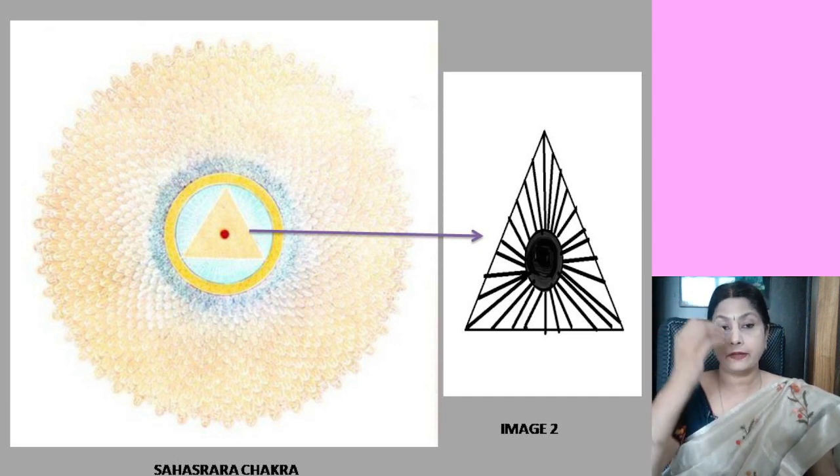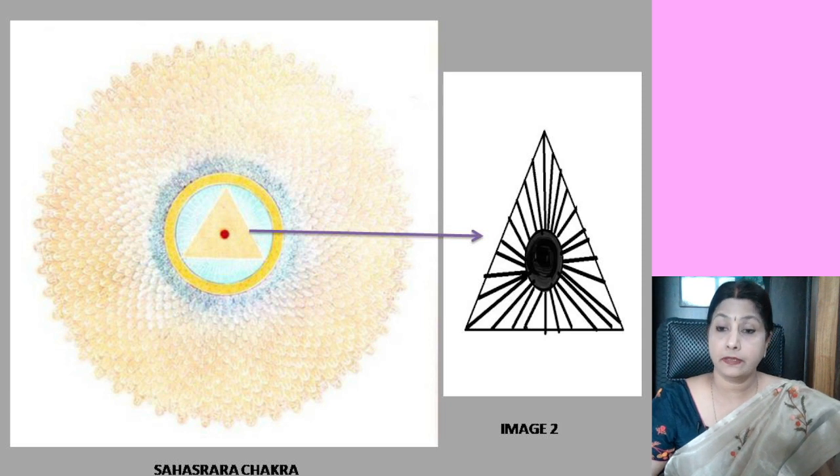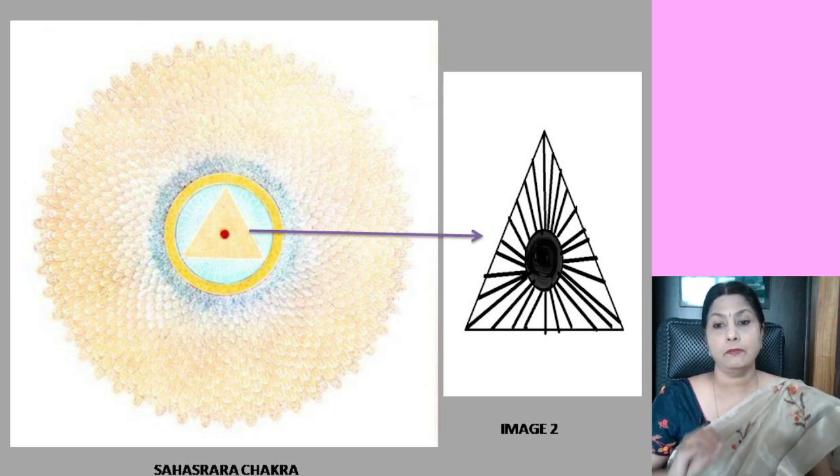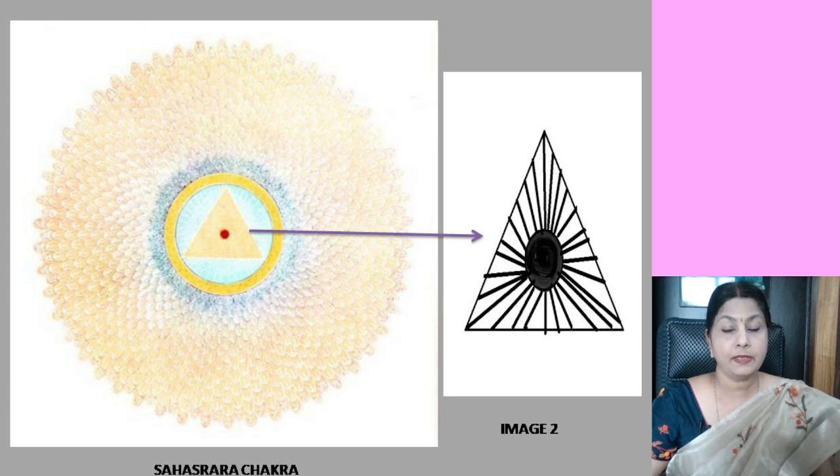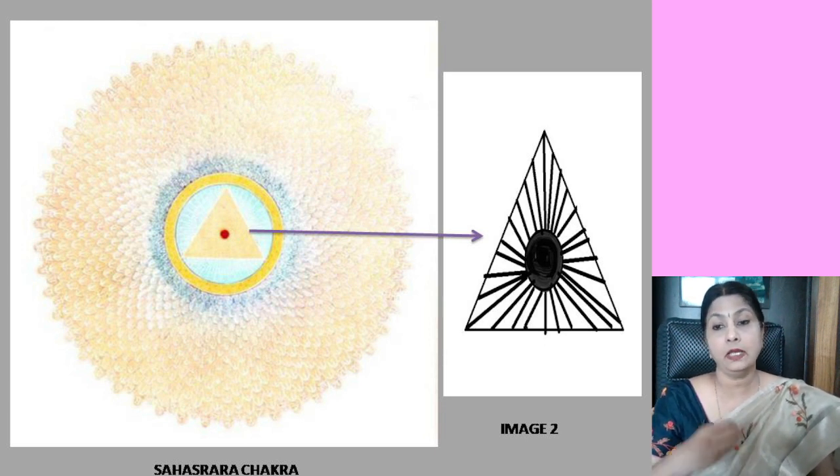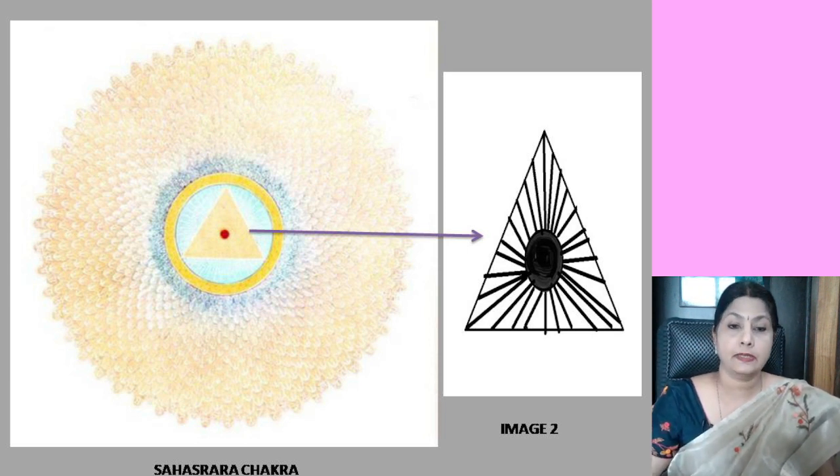And finally, it reaches the Parabindu, which is there in the pericarp of the Sahasrara Chakra, and it merges into this Parabindu. When this happens, the person attains the state of Nirvikalpa Samadhi. That is, his individual consciousness has merged with the universal consciousness. He has become one with the universe.